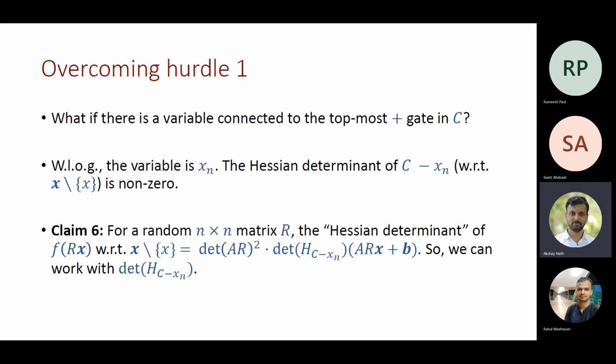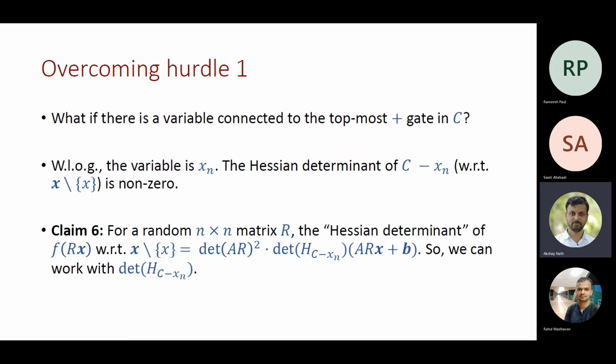So that was an assumption, and one quick reason for it is the following. Suppose there is an entire linear form attached to the topmost plus gate. We are only working with equivalent polynomials, right? So let's say the linear form is x1 plus x2 plus x3. Just translate x1 by minus x2 minus x3. So now the linear form is just x1. This is fine with us because we are working with equivalent polynomials. The transformation that I just applied is an invertible matrix, so we just absorb that inside A. So this is without loss of generality.